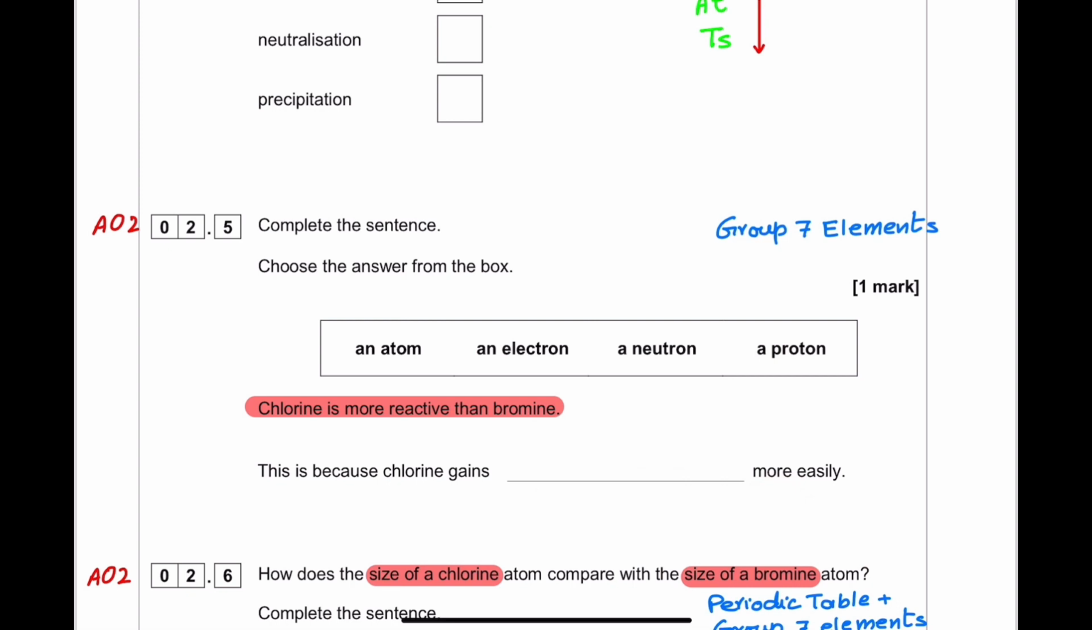Now, the options are given here. So it is a chemical reaction. So protons are not taking part. The neutrons are not taking part in the chemical reaction. Chlorine is not losing or gaining any atom. So they are taking the electron. Students must remember that in a chemical reaction, electrons are taking part.